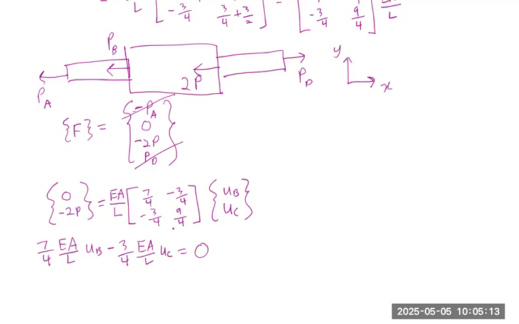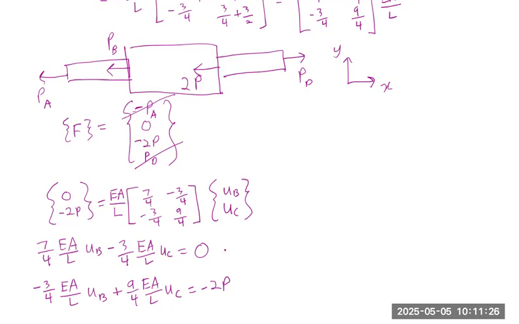And on the bottom row, we have negative 3 over 4 EA over L multiplied by UB plus 9 over 4 EA over L UC is equal to negative 2P. So that is just our classic system of equations now.